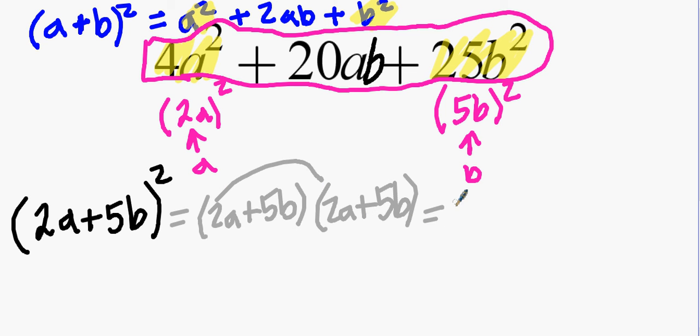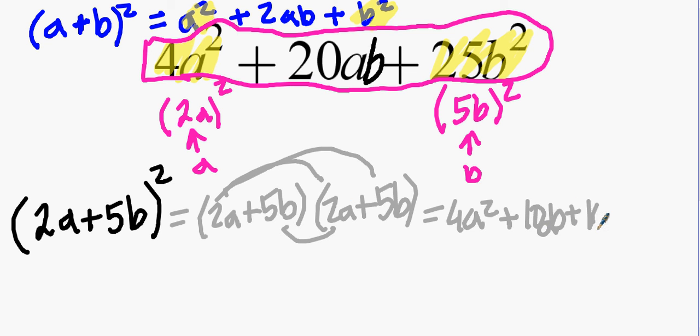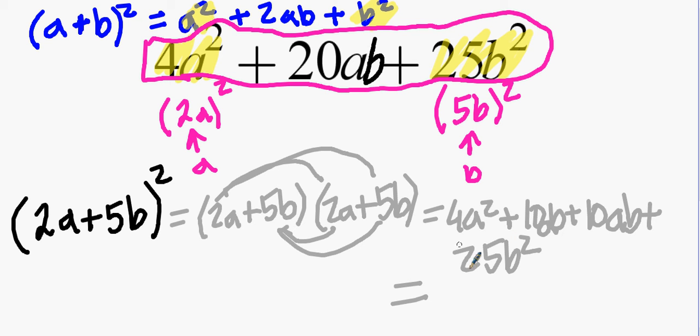So we're going to get 4a squared plus 10ab, sorry, plus another 10ab, plus 25b squared. And when you combine like terms, you're going to have 4a squared plus 10 plus 10 is 20, 20ab, plus 25b squared, which is exactly what we started with.